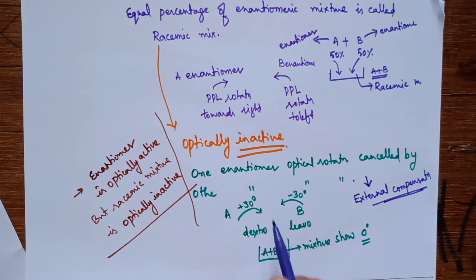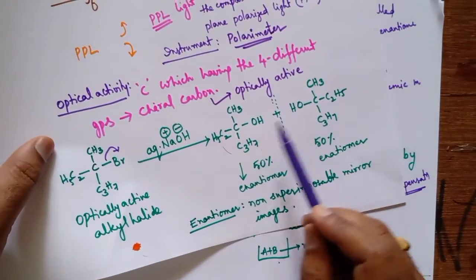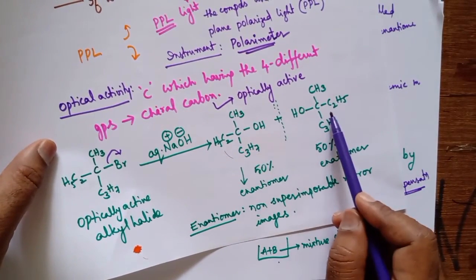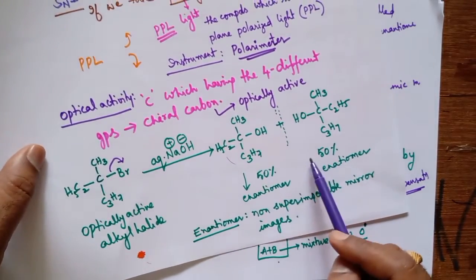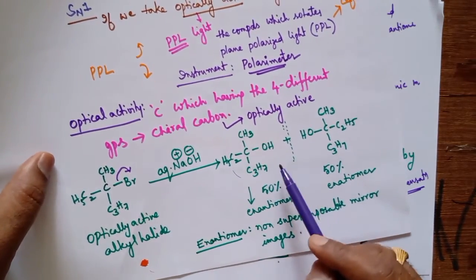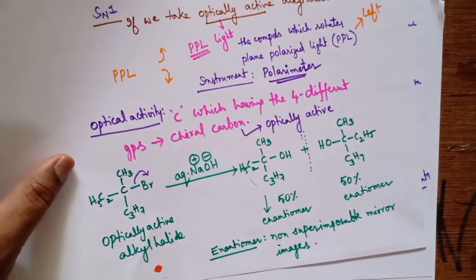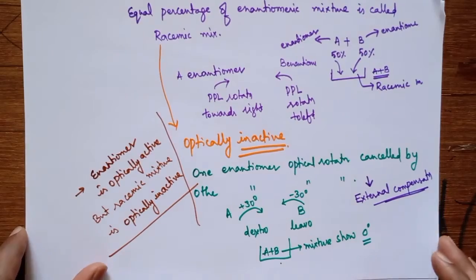Due to external compensation, one enantiomer's rotation is cancelled by the other, two different molecules, one rotating this side and one rotating the other. So generally the racemic mixture is an optically inactive compound. The enantiomers individually are optically active, but when they are mixed in equal percentages, equal volumes, the compound becomes inactive due to cancellation of their optical rotation. So this is about the SN1 reaction. The next one is the SN2 reaction.